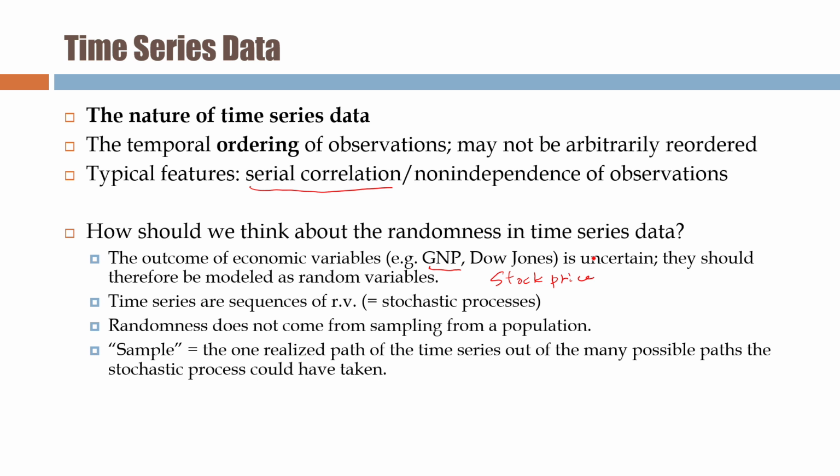A time series is a sequence of random variables. That's what we call a stochastic process. You are having a random variable again and again. The randomness does not come from sampling from the population because we observe the same thing again and again. This is not random sampling. That's why the randomness is not coming from sampling. Actually there's some other factor we don't know that is the source of the randomness.